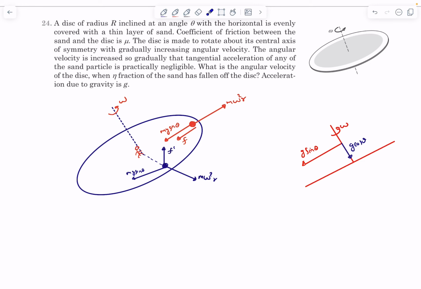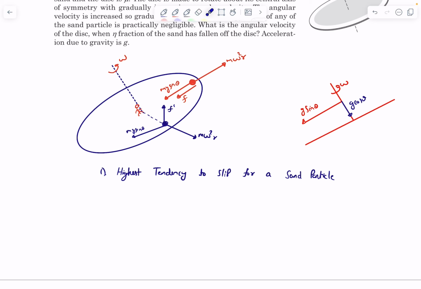Now the important question is, what is that particular location on the disk at which the sand particle has the highest tendency to slip? Let's investigate that. We are trying to find the point at which a sand particle has the highest tendency for slipping. In other words, where is the friction needed the maximum? Here, friction has mg sine theta as a friend to balance out m omega square r. If you think about it a bit, the point where the tendency to slip is highest is at the lowest point on the slope.